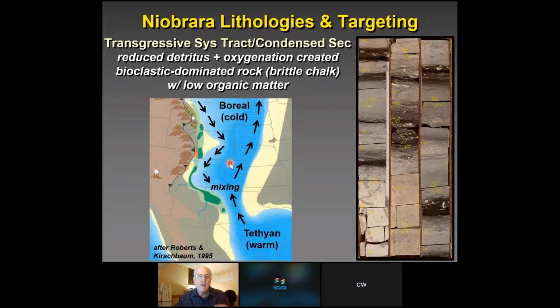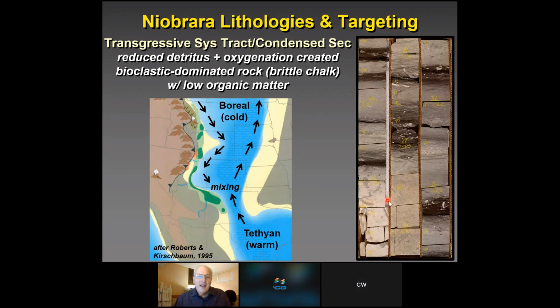So what did we develop during transgressions and condensed sections? Develop chalk. It's bioclastic dominated. It's these light gray intervals. They were dominated by pellets, by forams, and coccolithophores. So you got a brittle rock, which is great.